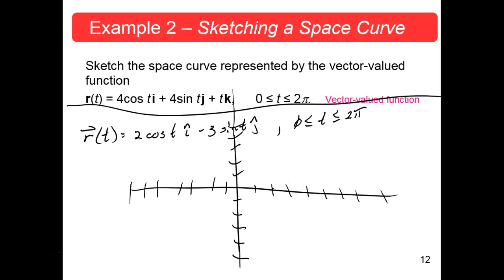So we're going to start somewhere perpendicular to that point there. Minus 3 sine t, well, when t is equal to 0, that's 0. So that is exactly where we start. There is when t is equal to 0. Okay?